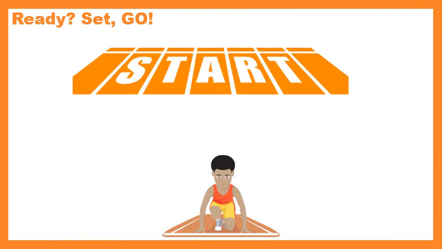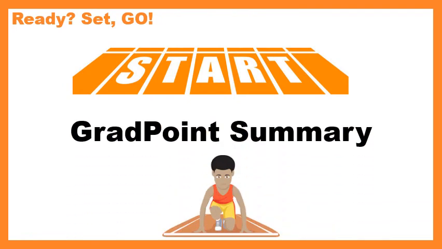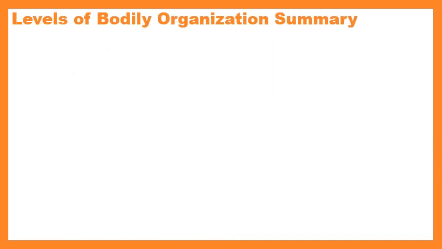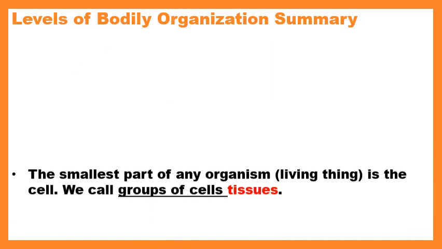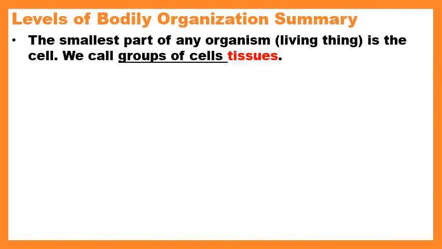Okay, so if you're ready, we are going to start the GradPoint summary where I summarize the most important pieces of information from our 2 chapters today. Let's start off with levels of bodily organization. The smallest part of any organism, and remember, organism is a fancy science word for any living thing, is the cell. So the smallest part of any living thing is the cell.